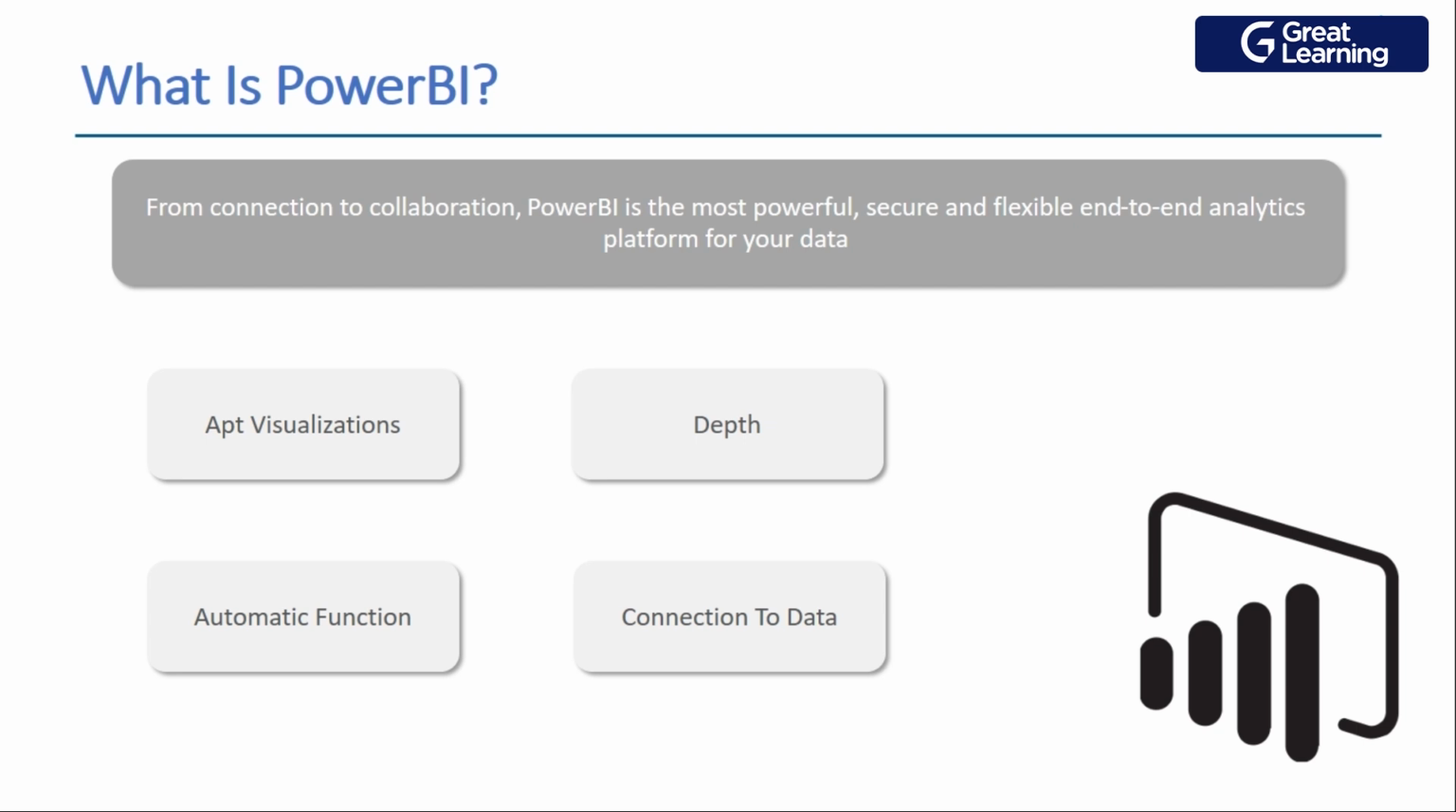As we get into the demo part, we'll be discussing these bits in a lot more detail, and all of a sudden these concepts like depth, automatic functions, connecting to data, apt visualizations will start making a lot more sense to you. But for now, let's try and understand what the definition or what these pointers stand for. So when you say apt visualizations, the aim here is to generate visualizations that convey detailed or a lot more information for you with ease.